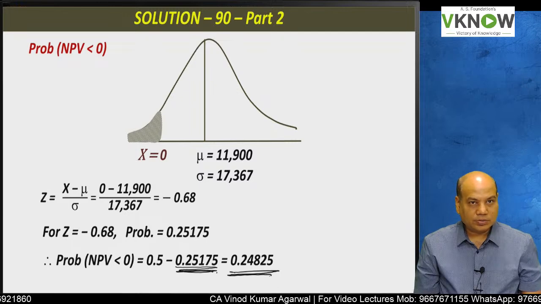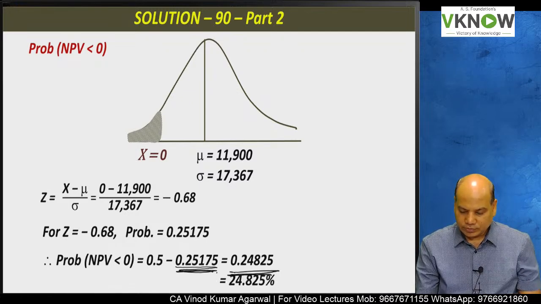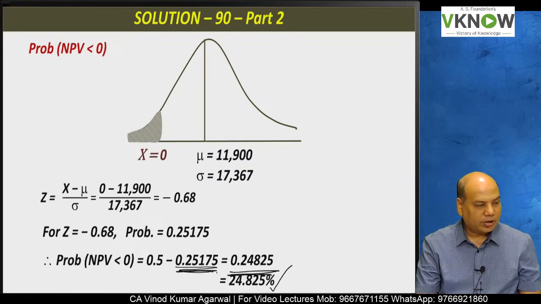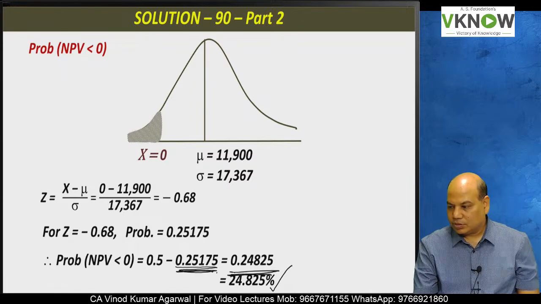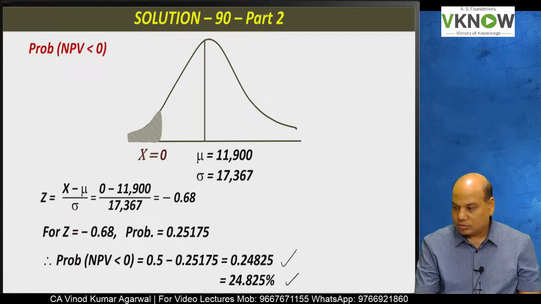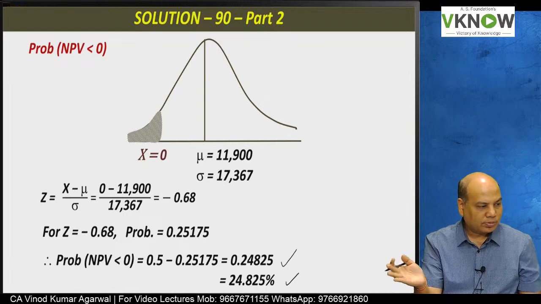Little lengthy question, but we have successfully executed this. Write down percentage also, 24.825%, because sometimes the institute deducts marks for this also. You can't help it. Write both, points also, percentage also.